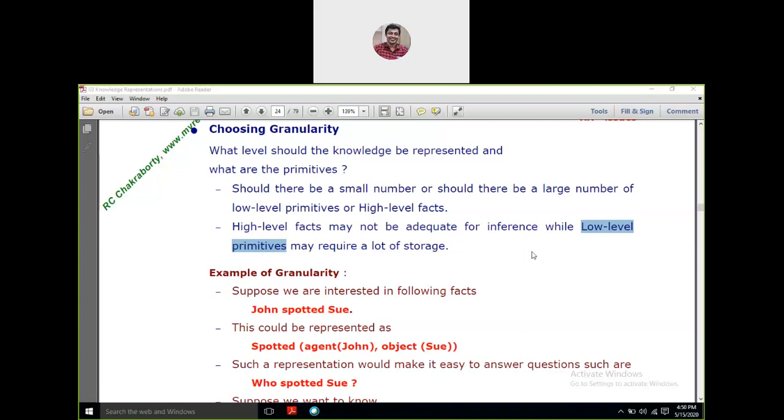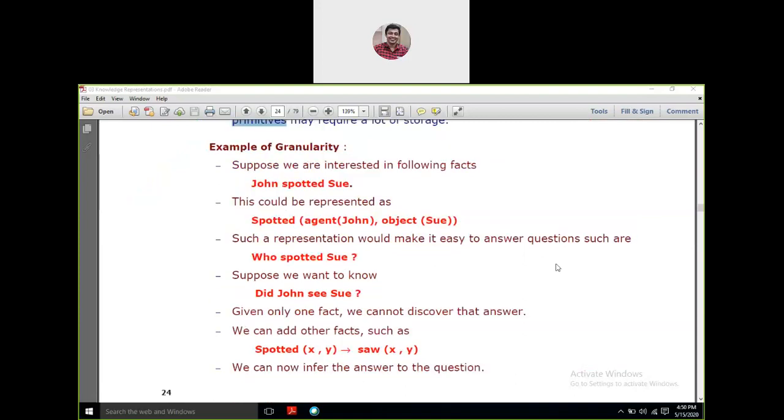John spotted Sue is one of the assertions that has been given to you. Now, this thing could be represented in the form you can see here: spotted(John, Sue). This is an agent, and here's the object. We have the simple predicate structure that you can see here. I'll not be repeating all the things we have gone through in our lecture classes or during our physical lecture classes back at GUED, right?